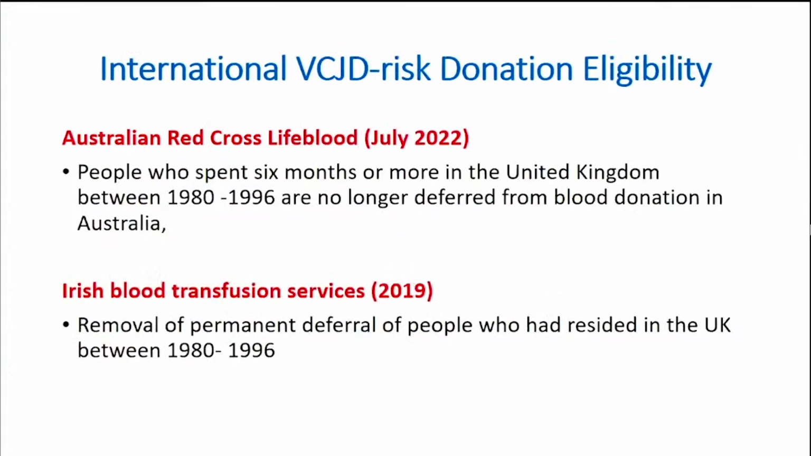Australian Red Cross also allowed donors who lived 6 months or more from 1980 to 1996 in the UK to donate, and the same extends to the Irish Blood Transfusion Service.